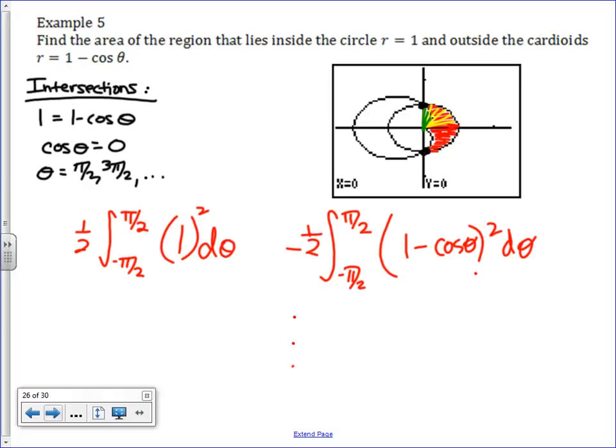Why was it good to find intersections? Because we needed to find bounds. Now guys, why didn't we go from pi over 2 to 3 pi over 2? Why not? Because those were intersections, right? Pi over 2, 3 pi over 2, 5 pi over 2, 7 pi over 2.